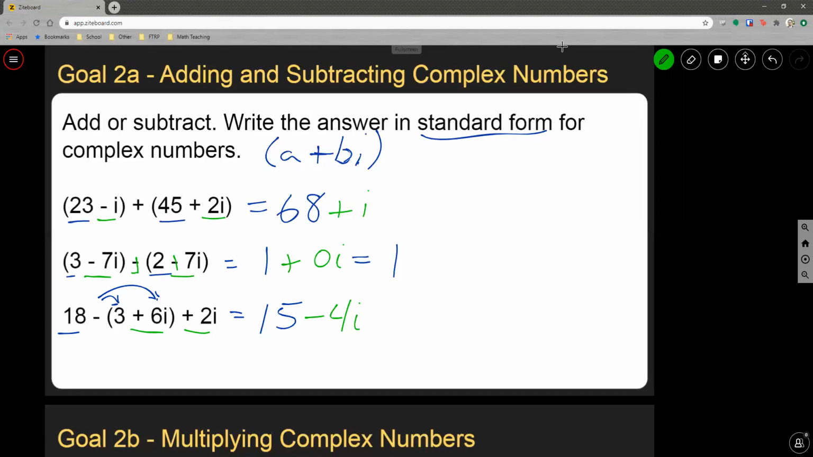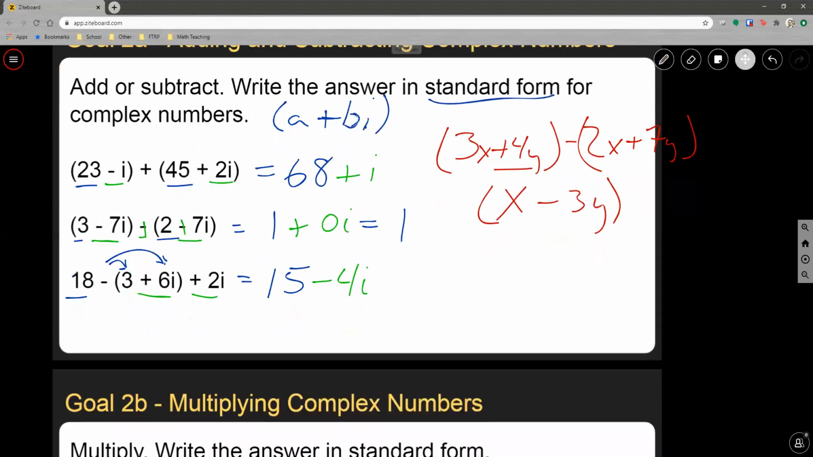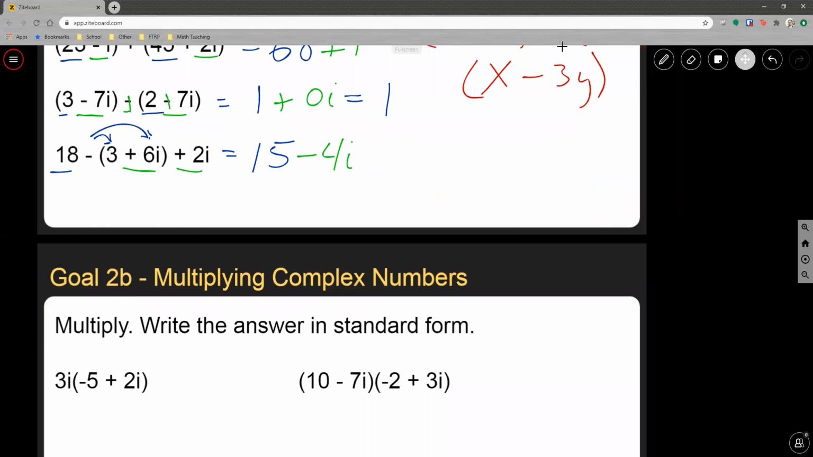That's adding and subtracting with complex numbers. You can almost think of the i value like you would a variable. I've got 3x plus 4y minus 2x plus 7y. Well, 3x minus 2x is going to be x. 4y minus 7y is going to be negative 3y. You process it the same way. But just remember, i is not a variable. i is a number. It's just an imaginary number. We give it that value, i, to make sure people know that we're talking about imaginary numbers.